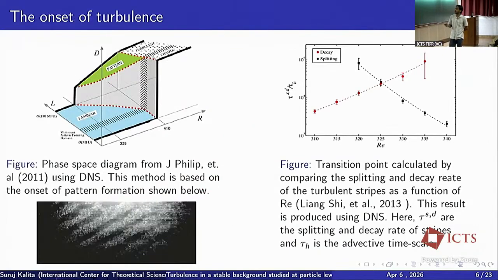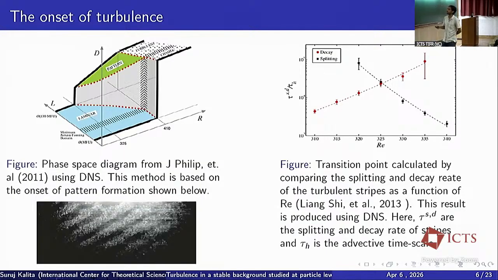And then we have this phase space diagram. As I told earlier, universality is lost in the case of subcritical turbulence, so this behavior changes. This axis shows the Reynolds number, and this axis shows the aspect ratio of the system.